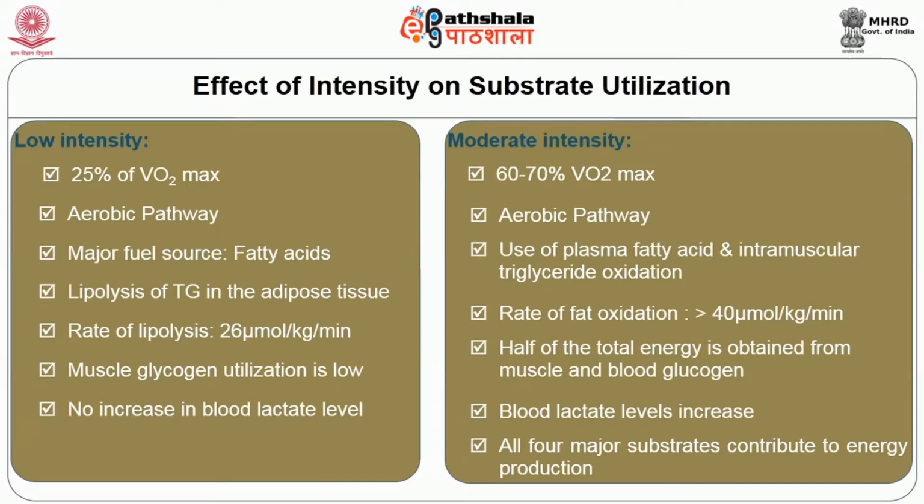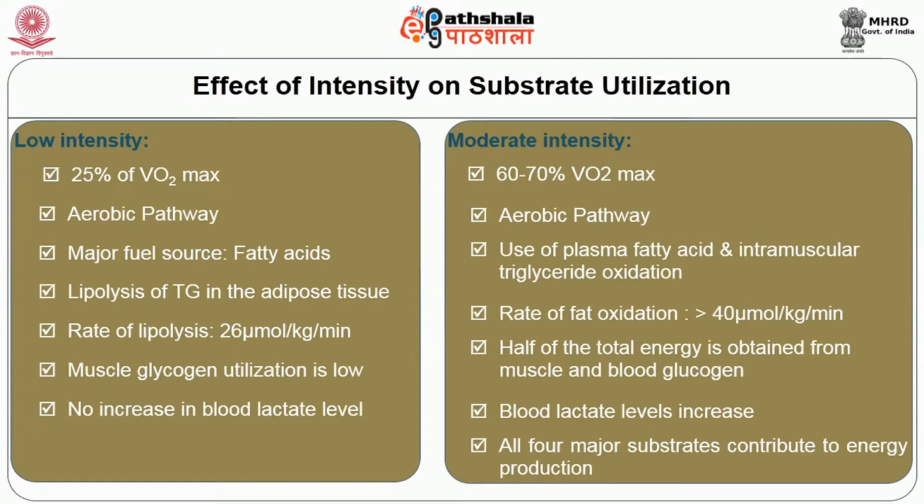Now, considering that lipolysis is the methodology through which triglycerides are released from adipose tissue, when we compare the rate of lipolysis in low intensity exercise, we find that it is 26 micromole per kg per minute, whereas in moderate intensity exercise, the plasma fatty acid and intramuscular triglycerides are oxidized and the rate of fat oxidation is higher, that is greater than 40 micromole per kg per minute. About half of the total energy is obtained from muscle glycogen and blood glucose.